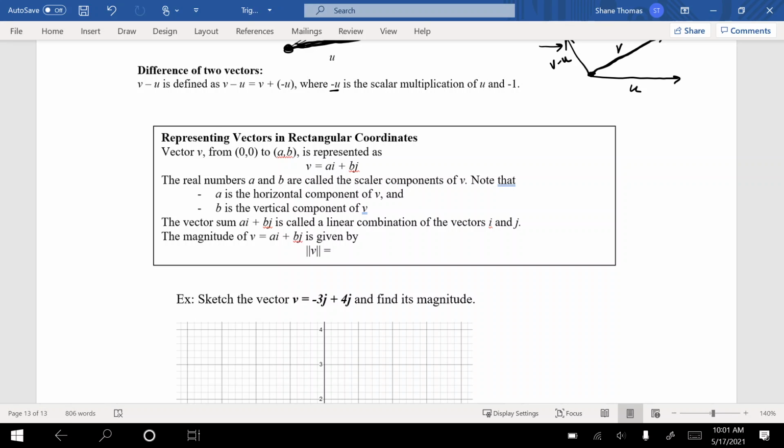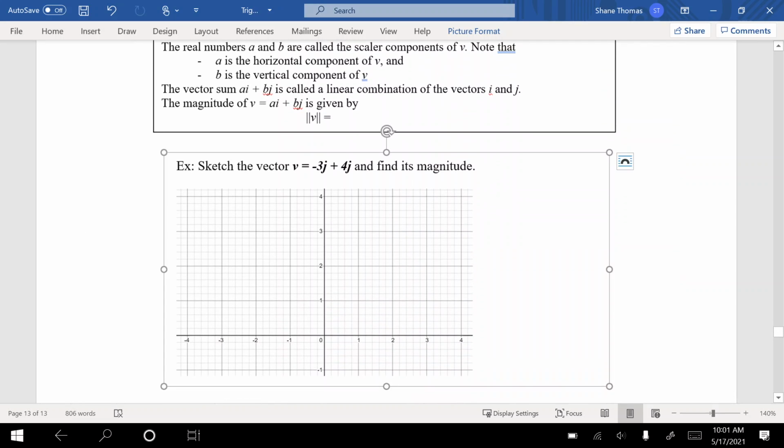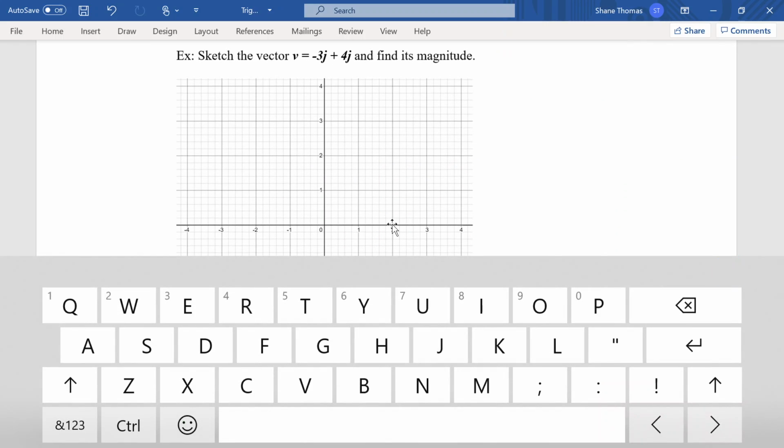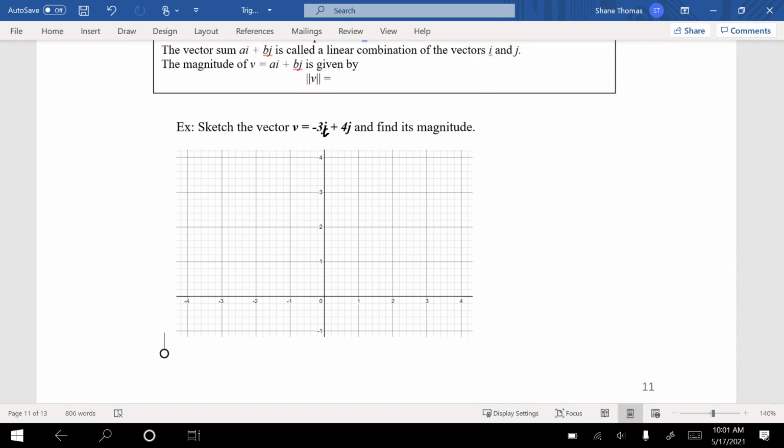All right, and what happens is your a term, or whatever's with your i, is your horizontal change. The j term is going to be your vertical change. Let me just flash down to this example. I'm just going to make it look easier. If I have this, vector v is negative 3i plus 4j. I would go left 3, 1, 2, 3, and up 4.